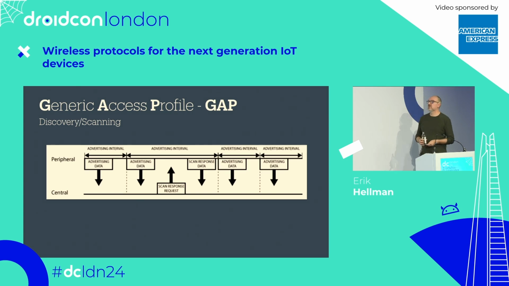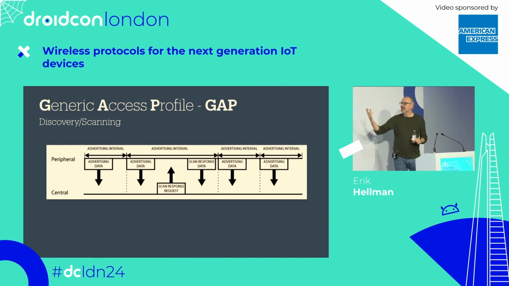Advertising is a super simple protocol. The peripheral, at a regular interval, the advertising interval, which is configurable by the peripheral, sends advertising data. Now, the advertising data is really, really small. In later versions, it gets a little bit bigger and you can add more data. But in the basic version, it's about 20 bytes.